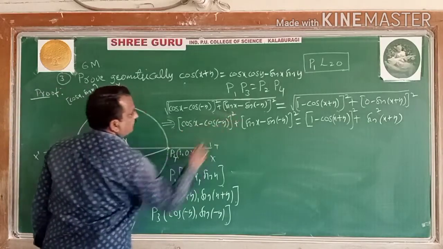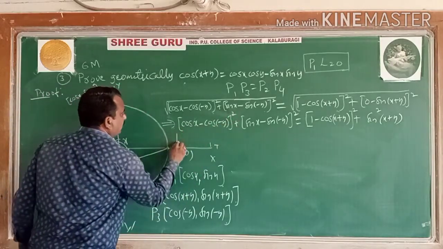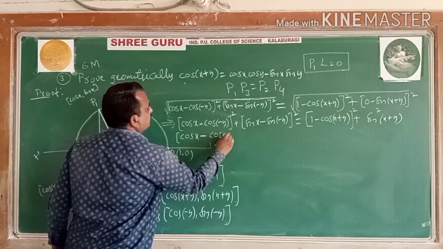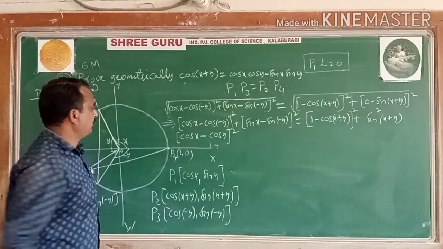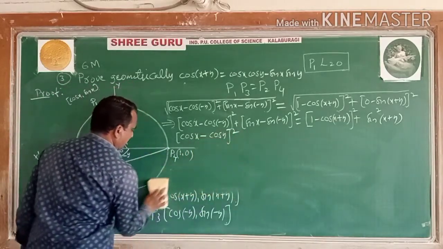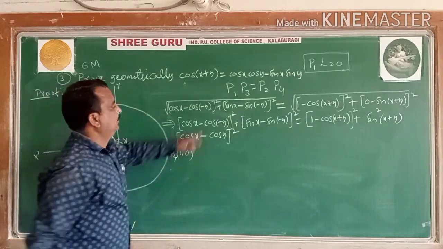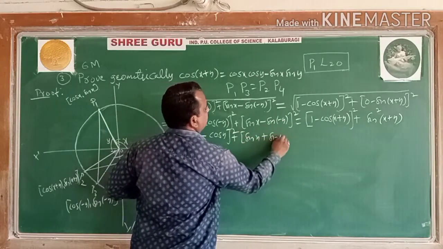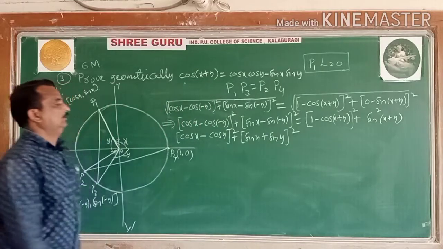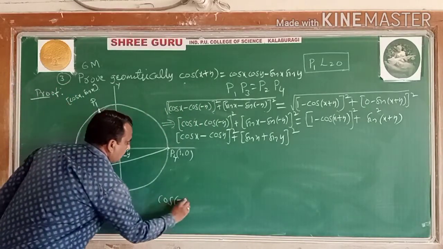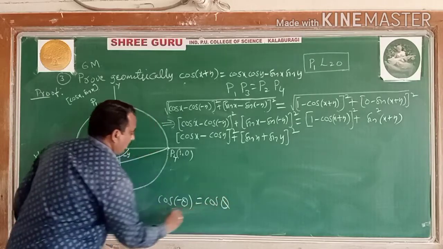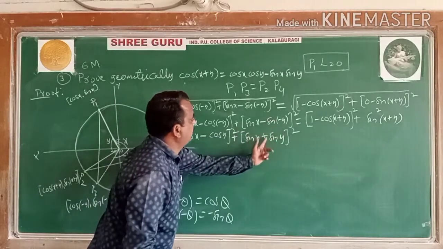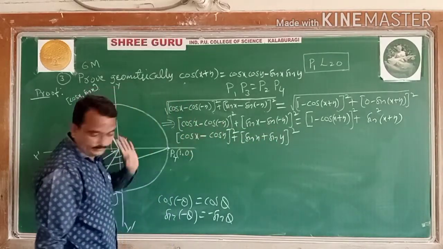Then expand, students. One more step I will take. What is cos of minus theta? Cos theta. What is sin of minus theta? Minus sin theta. Minus of minus becomes plus. Clear, all of you? Therefore, I have taken these two results: cos of minus theta is cos theta, and sin of minus theta is minus sin theta, so it becomes plus and this becomes positive.